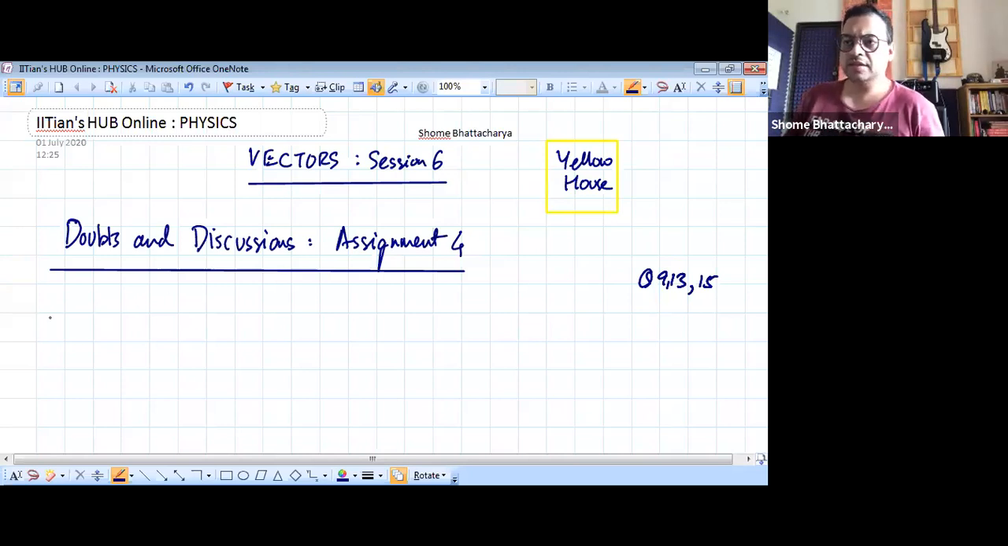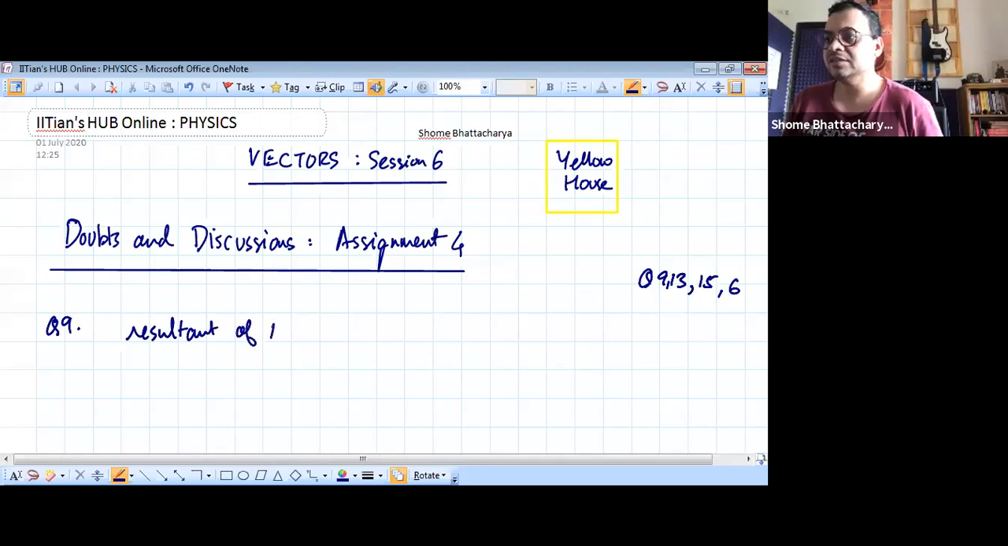Okay, so in question 9, it says that the resultant of A and B is along the y-axis. So in the diagram below, it says the resultant. Okay, question 6 also, friends. I will come back to question 6. Just give me a moment. So the resultant of vectors A and B is along the y-axis.